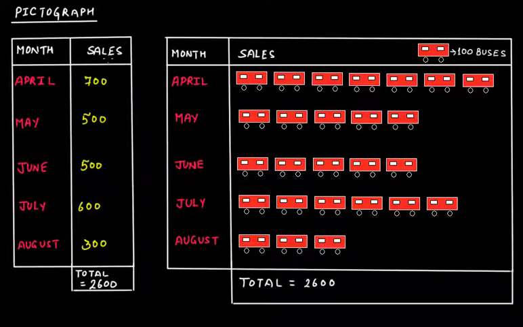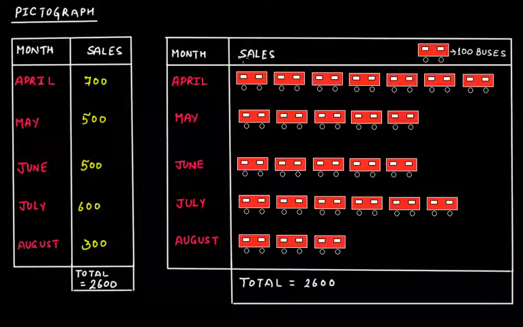This is a table without any image or pictures, and it's a simple representation of sales of buses in the months of April, May, June, July, and August. So 1, 2, 3, 4 and 5, for 5 months you have sales of buses. In the month of April it's 700, then 500, then 500, then 600, and then 300, and then you have a total of 2600 buses, say from one showroom, or just imagine anything.